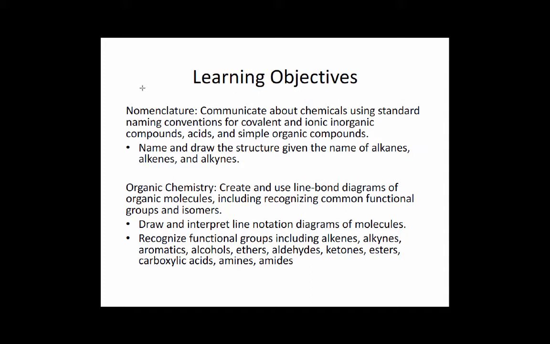Sorry I'm not there with you today, but we're going to be doing a little bit of organic nomenclature. So to begin, I want to make sure our learning objectives are clear. Today we're going to be drawing and naming alkanes, alkenes, and alkynes, which are types of organic molecules. We'll also use line bond diagrams and learn about functional groups.